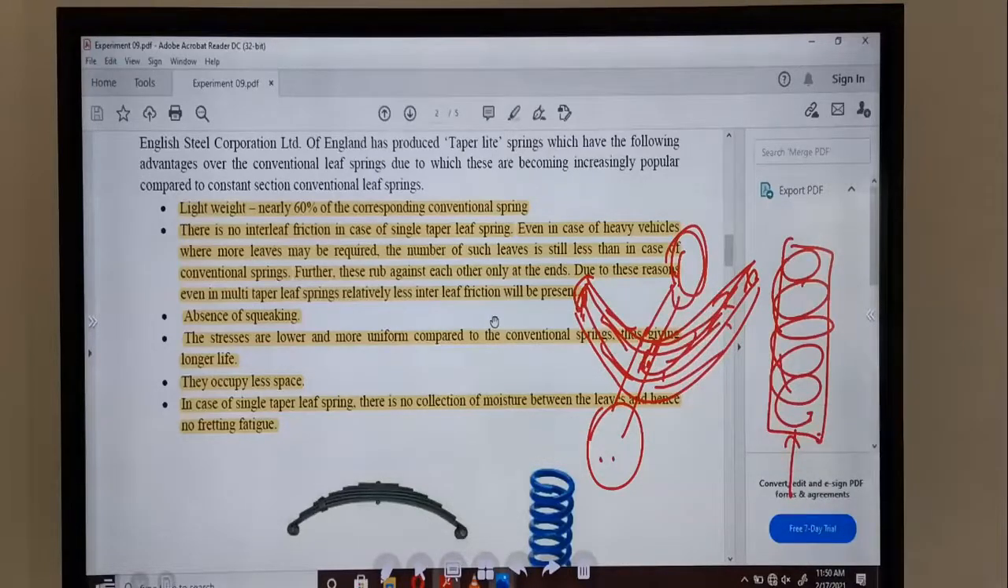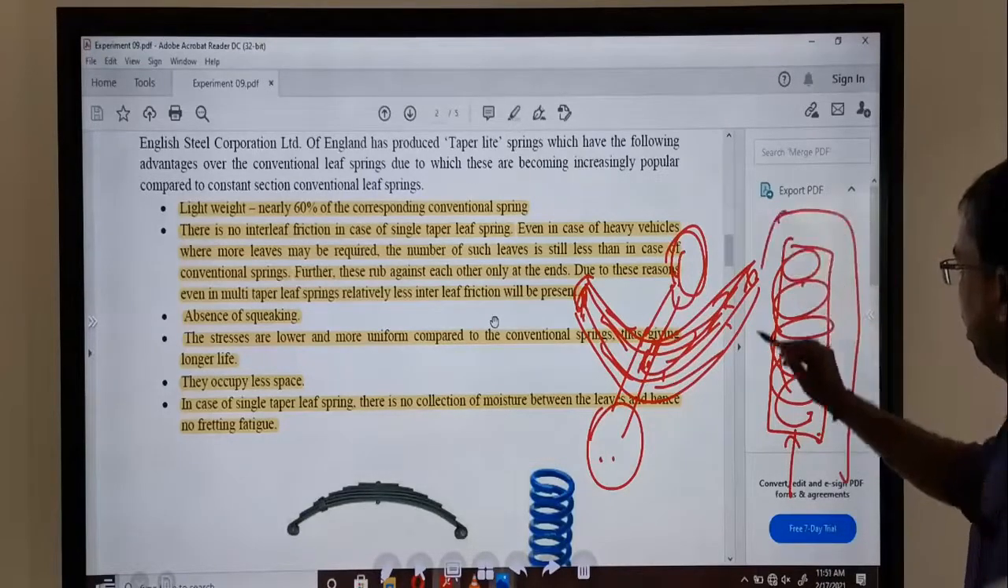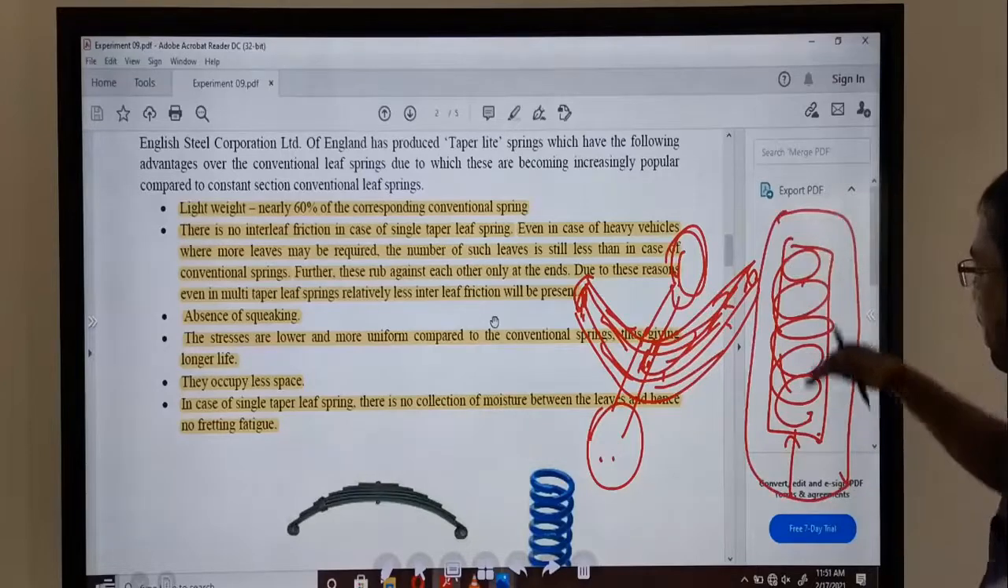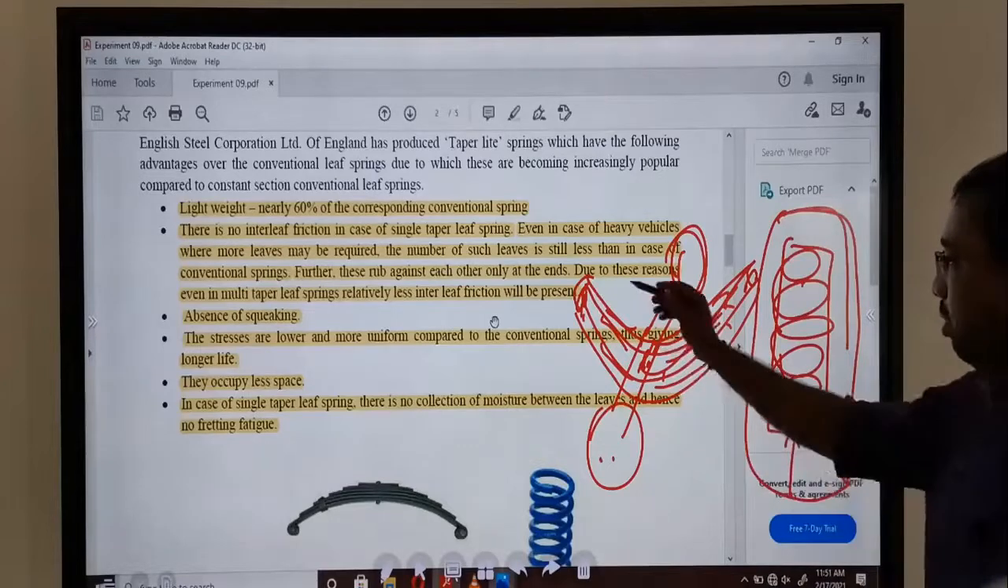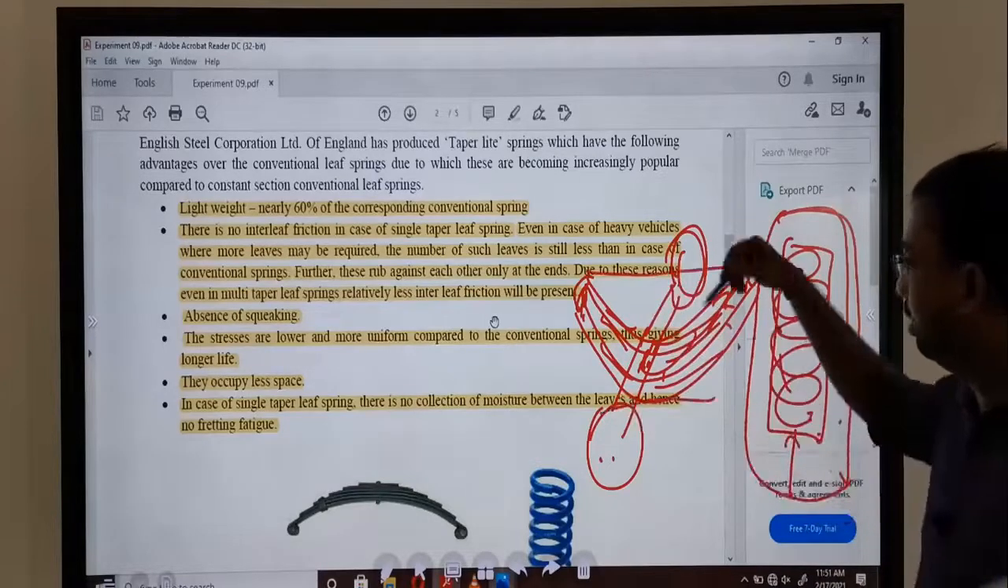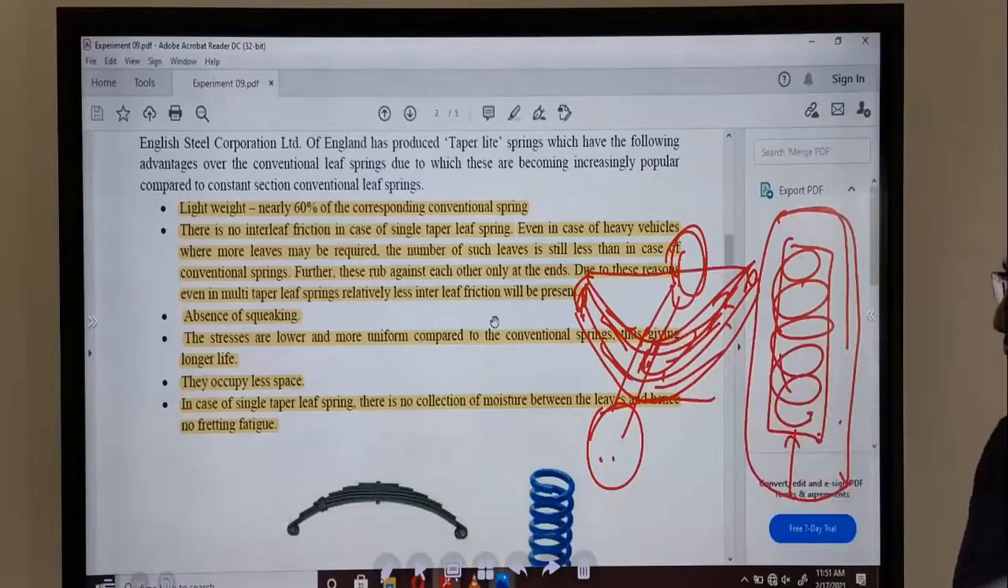That means durability. They occupy less space. The other takes so much vertical space, but here it does not take the vertical space, so they occupy less space. In the case of single taper leaf springs, there is no collection of moisture between the leaves.